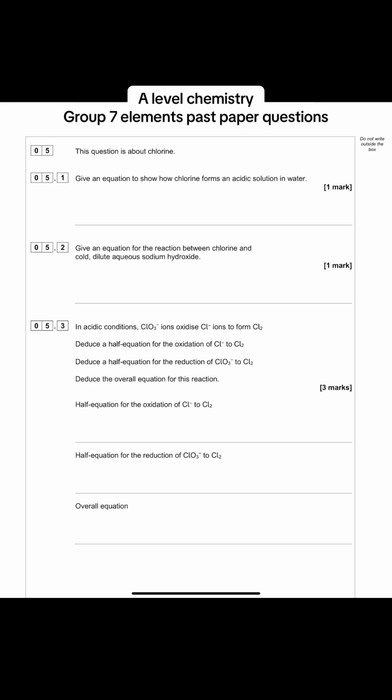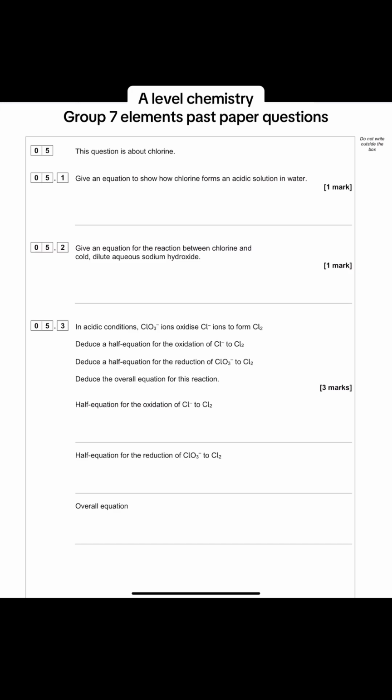So this is the first question. This is from 2024 exam paper 1, and this is about chlorine. So the main focus of the question is about chlorine. The first question, to give an equation to show how chlorine forms an acid solution in water. Remember that when chlorine reacts with water, it can either give hydrogen chloride and oxygen, or the chlorate one and hydrogen chloride. If they only ask you about acidic solution, you can put any of these reactions or any of these equations. But if they specifically tell you that it forms two acids, then you have to put the chlorate one and the hydrogen chloride.